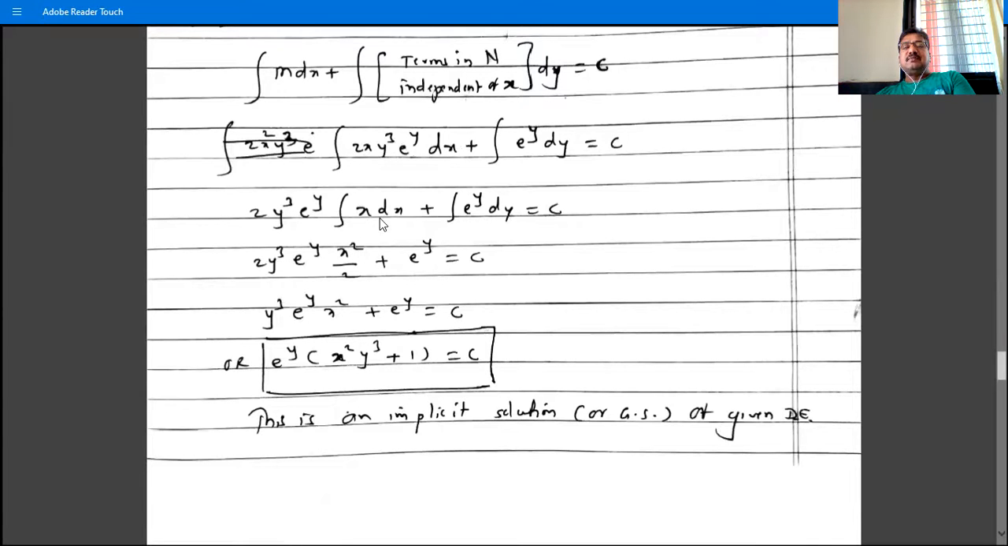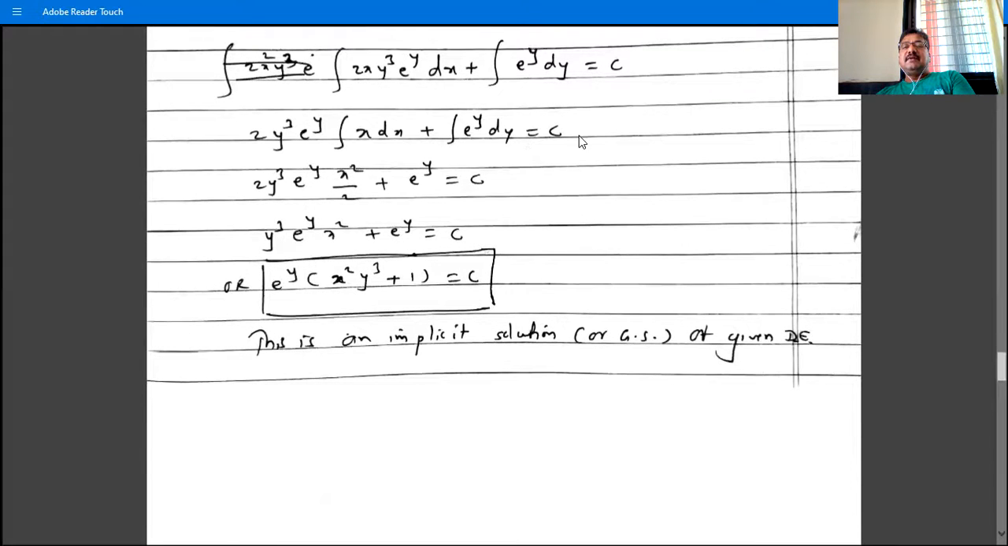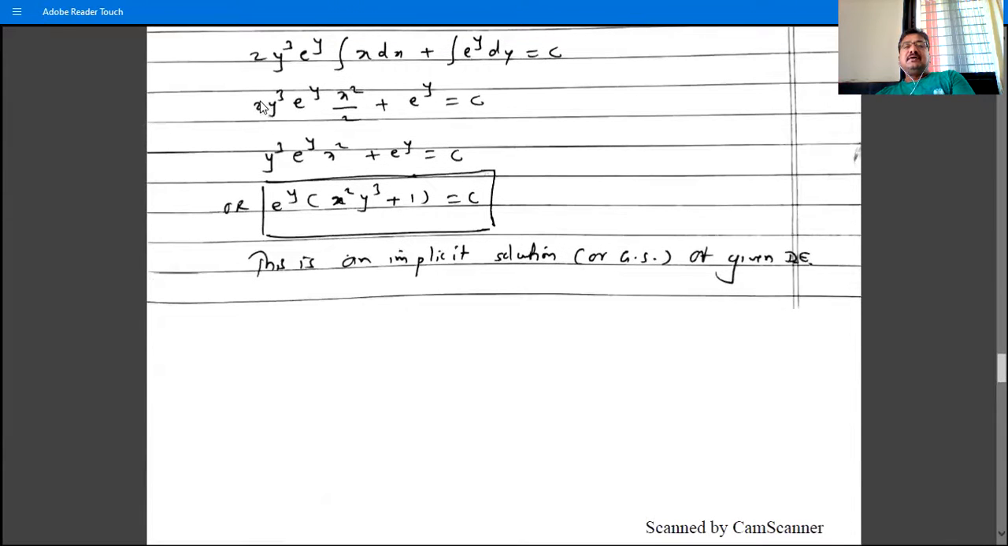Just find the integration of x dx plus integration e raised to y dy is equal to constant. And so integration of x is x square by 2, and the integration of e raised to y is e raised to y. And so cancel these two, we have this, take e raised to y as common.